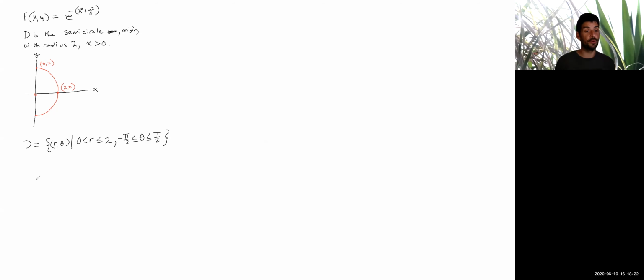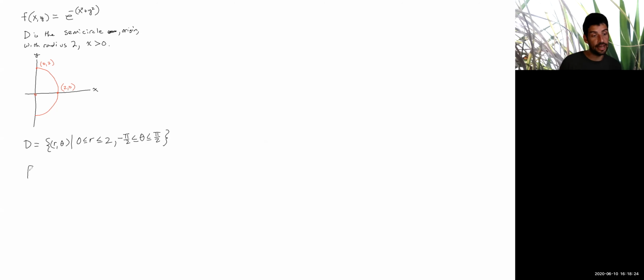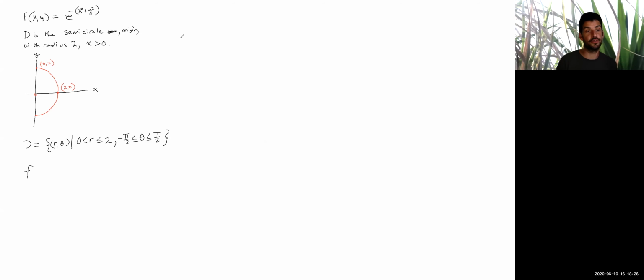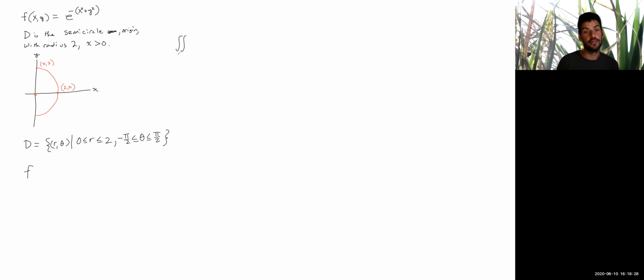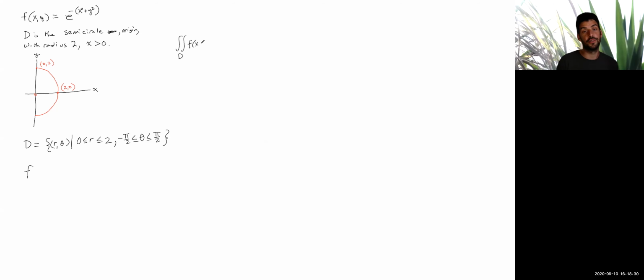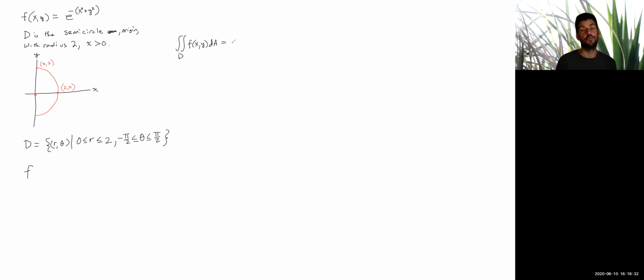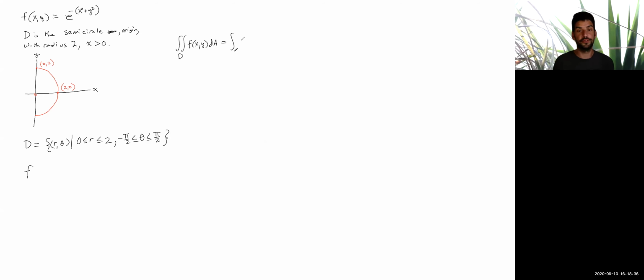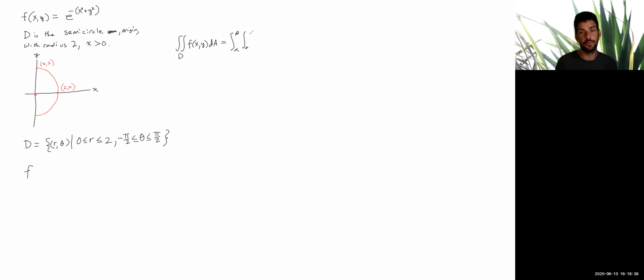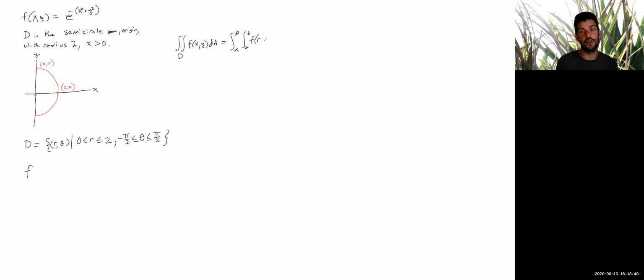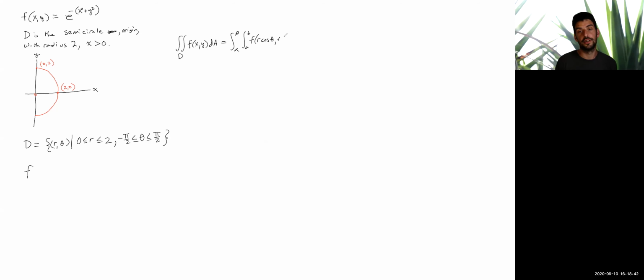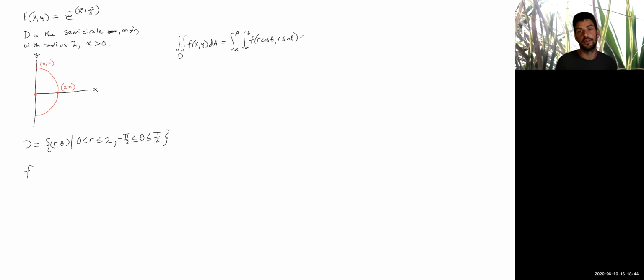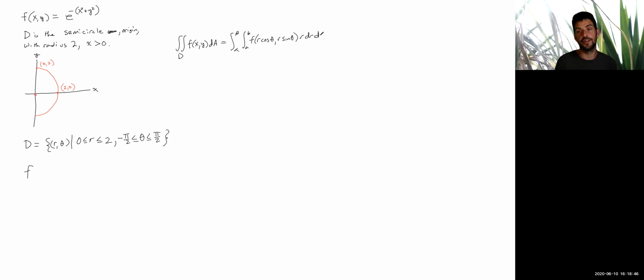So what else are we going to have to do? We're going to need f. Let's remember this. Our formula, when we switch to polar, it's going to be the integral from alpha to beta, from A to B, of f of r cosine theta, r sine theta, r dr d theta.